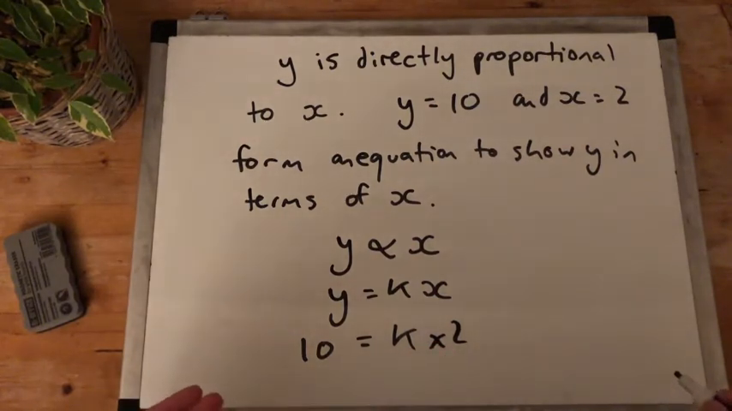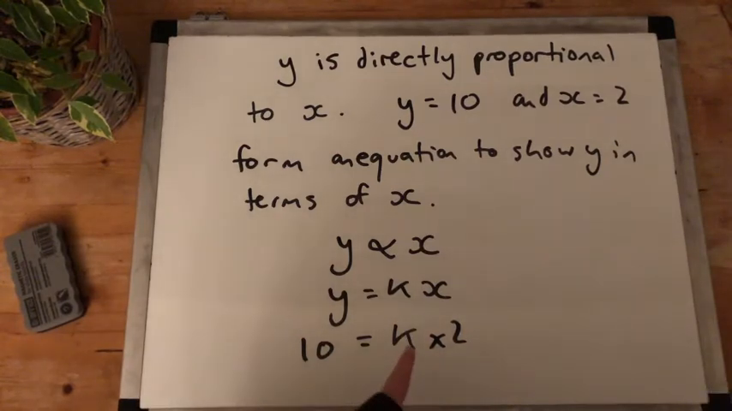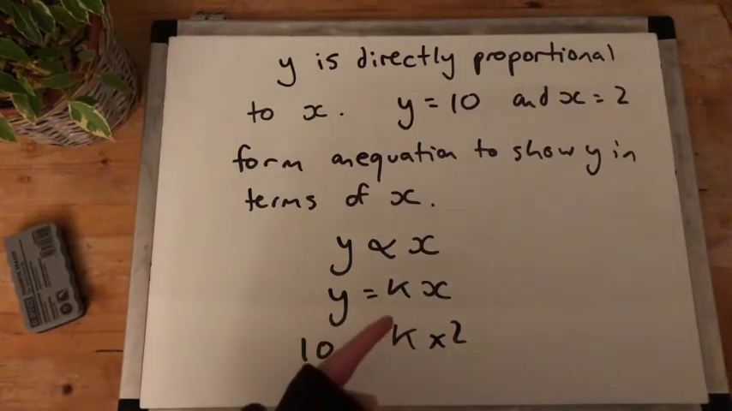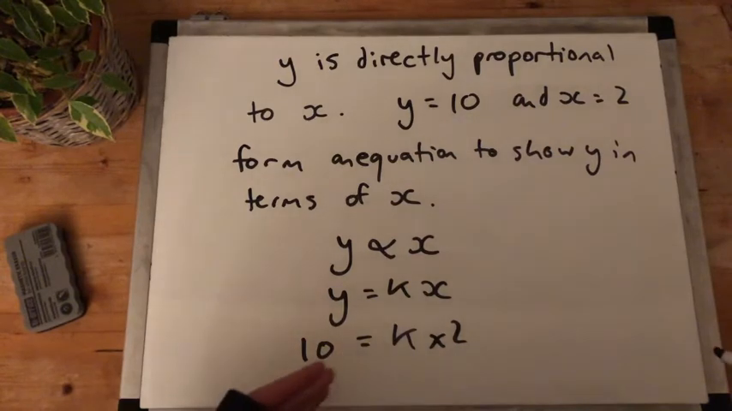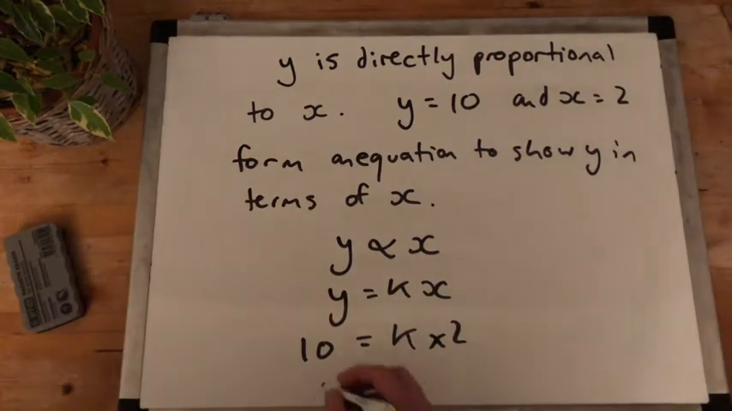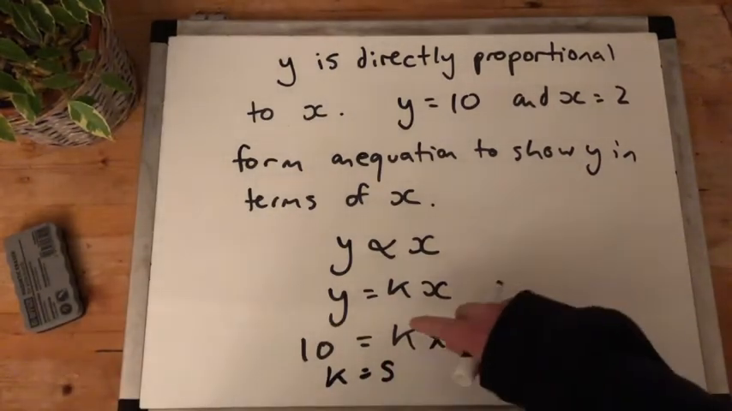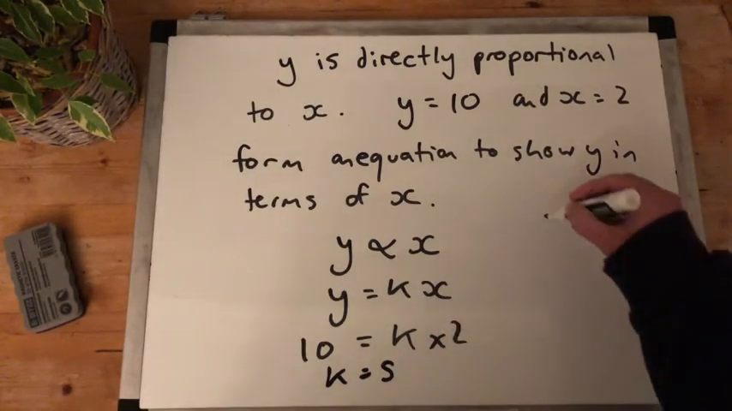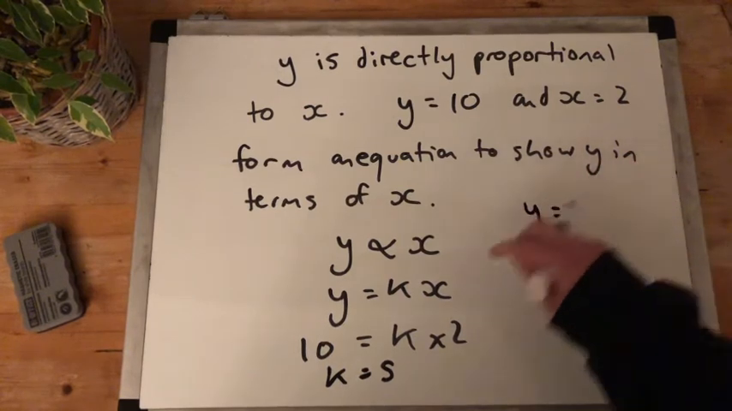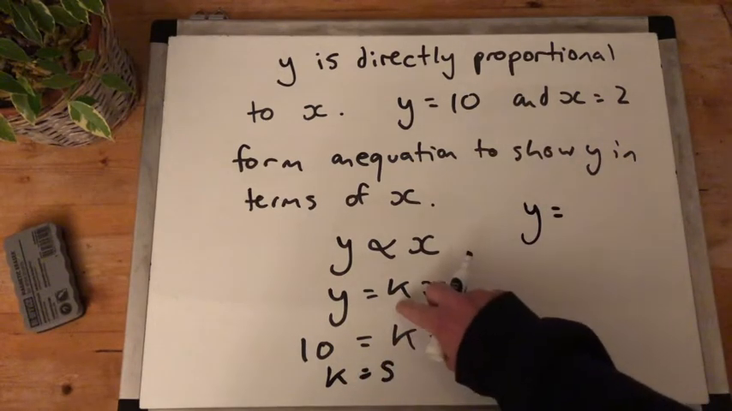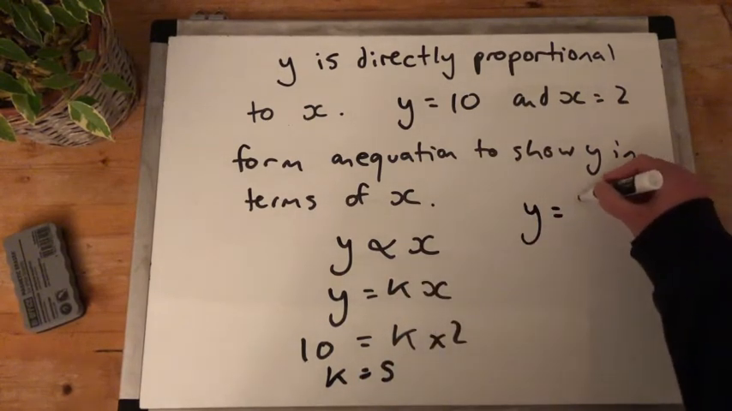So what's k going to be? Well, is 10 times 2 10? No, that's 20. What about 1 times 2? That's 2. 5 times 2? That's 10. So k is going to be 5. K equals 5. So now we know k is 5. We can write our final equation as y equals k is 5. Our final equation is 5x.